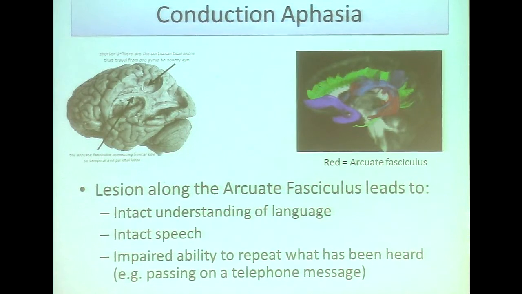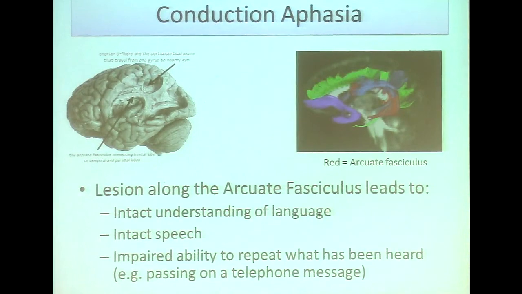Now, if you have a lesion in the arcuate fasciculus, you have what you call conduction aphasia, where the person has intact understanding of language. They understand what you're saying to them. They have intact speech. They can speak. But they have an impaired ability to repeat what has been heard. And so, for example, in practice, they can't pass on a telephone message. They might listen, hear what the person is saying on the phone, they understand what the person is saying, but they can't then go and repeat what they've just heard.